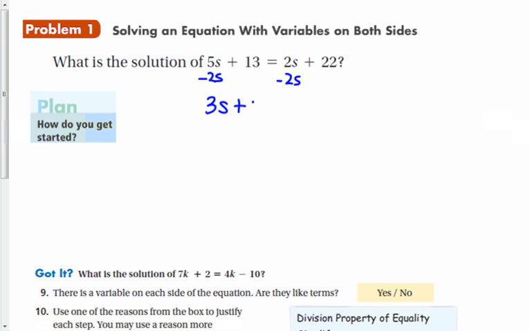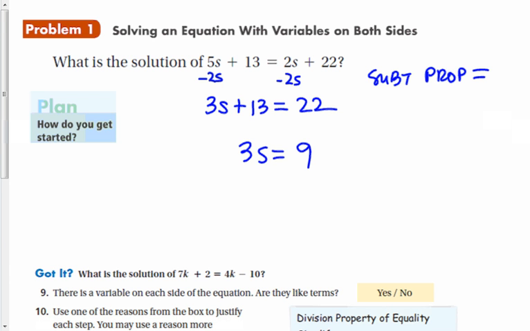So I end up with 3s plus 13 equals 22 by doing that step. So just use the subtraction property of equality. And now I can just work backwards. I'm going to subtract 13 from both sides, so I get 3s equals 9. And then divide by 3, I get s equals 3. So I use some more properties of equality there.